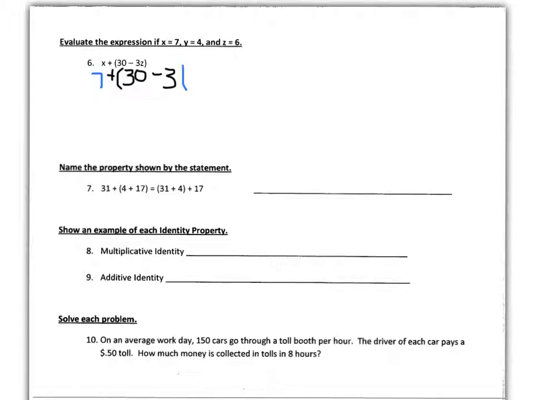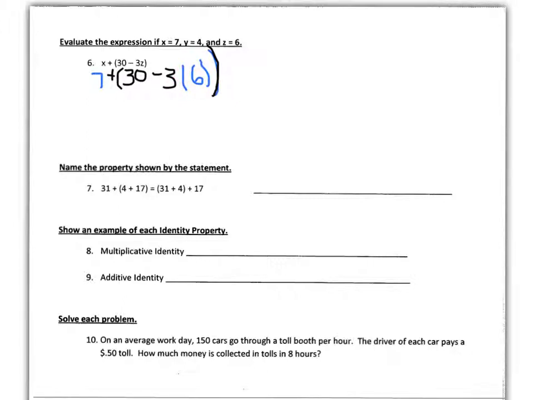Now in this case, I'm going to take out the z, and in parentheses, I'm going to put what z equals. In z, it says equals 6. So let's plug in the 6. Okay. And I'm going to close the final parenthesis up there. Okay, so inside the parenthesis, I have 30 minus 3 times 6. So I have subtraction and I have multiplication.